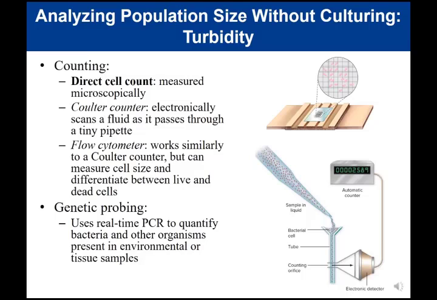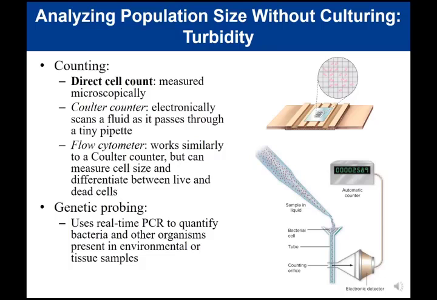And so what happens in a Coulter counter is that the sample in a liquid is passed through a tube, and that tube is very narrow, and there's a counting component, an electronic detector, that's going to be able to detect each time a cell passes through. And so it's going to be an automated counter to determine the number of cells in the sample. So that's a Coulter counter.